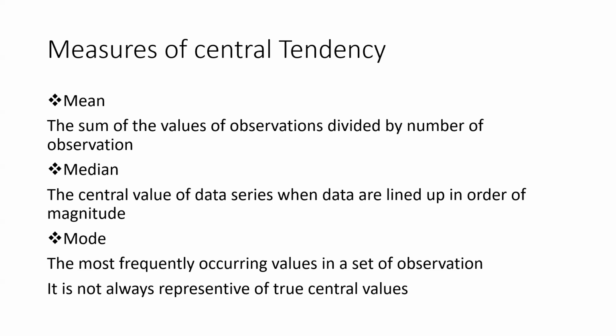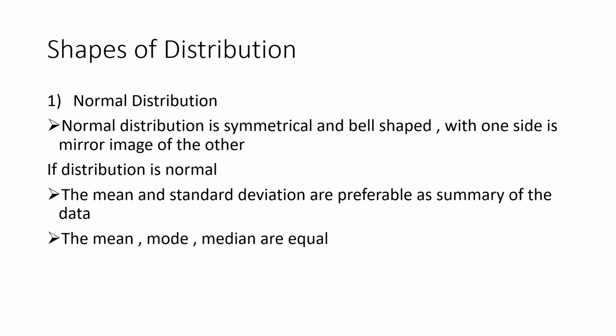So mode is the most frequently occurring value in the set of observations and it is not always representative of true central values. Shapes of distribution. Normal distribution. Normal distribution is symmetrical and bell shaped, with one side a mirror image of the other. If the distribution is normal, the mean and the standard deviation are preferred as the summary of the data. The mean, mode, and median are equal.